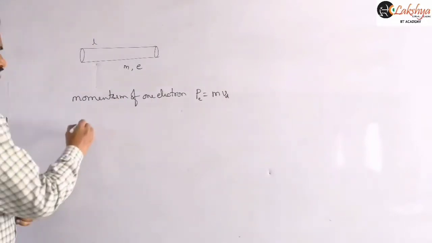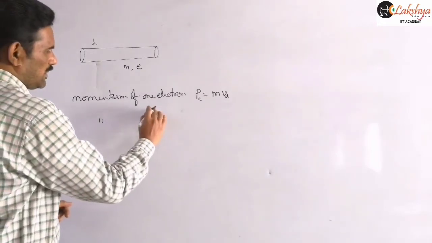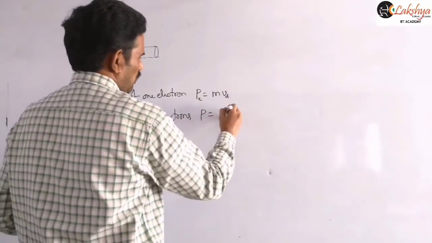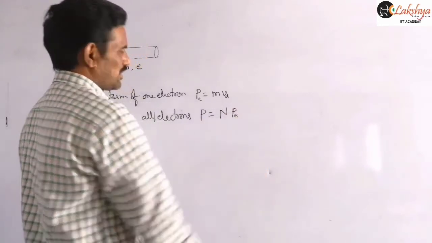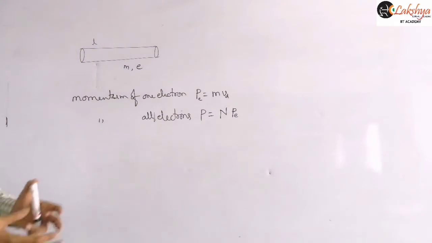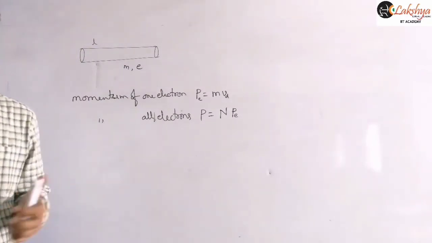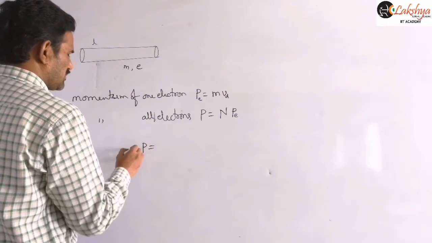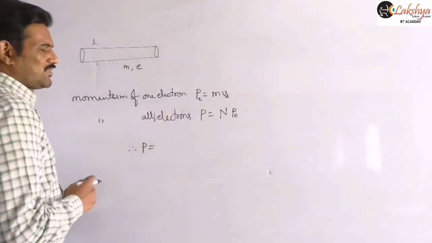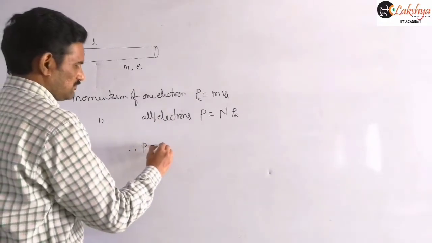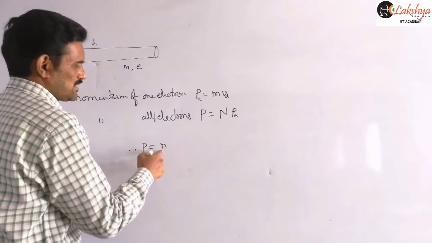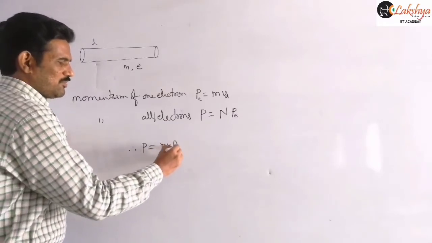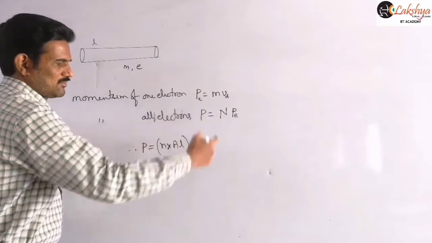Then the momentum of all electrons, our total momentum, is the number of electrons times the momentum of one electron, because we assume a general model of the atom where all the electrons accelerate opposite to the direction of the electric field. The total number of electrons I can write as N, which is n, the number of electrons per unit volume, times the volume of the element, A into L.